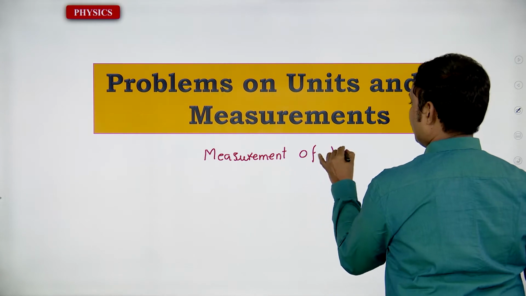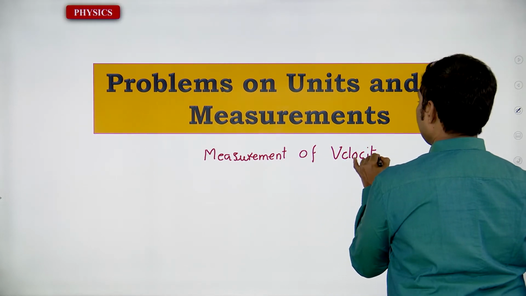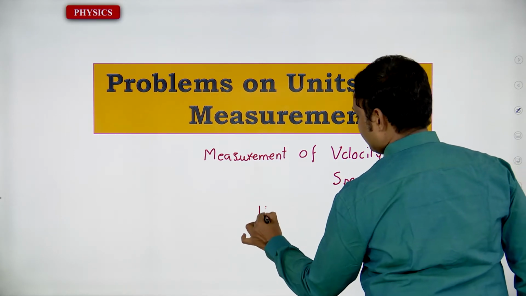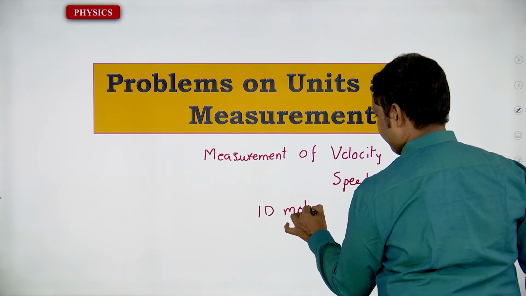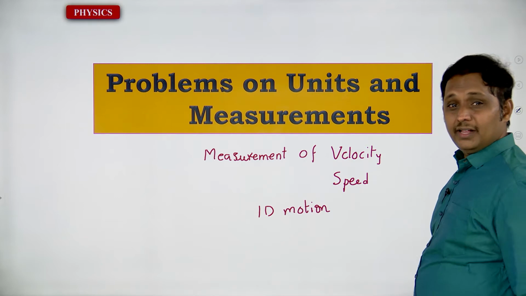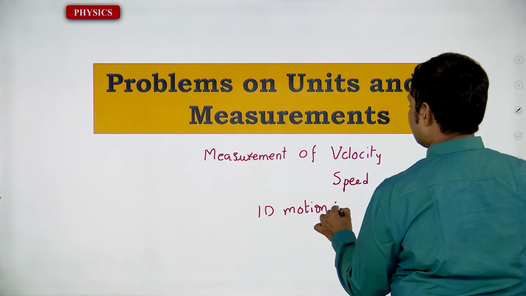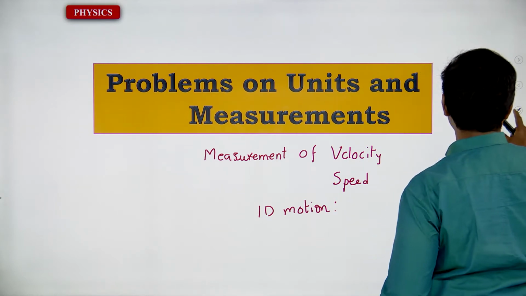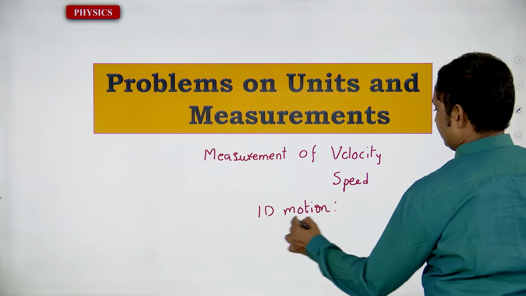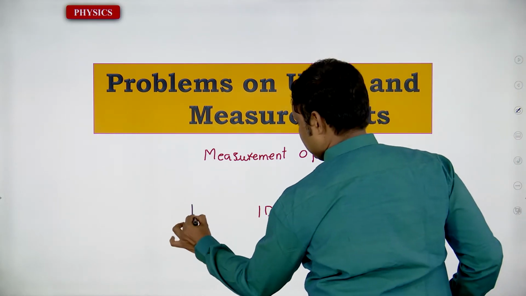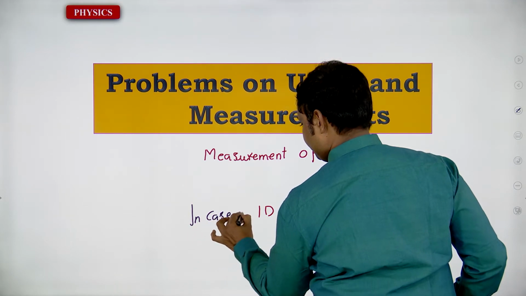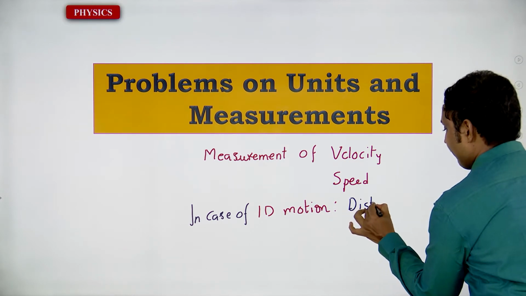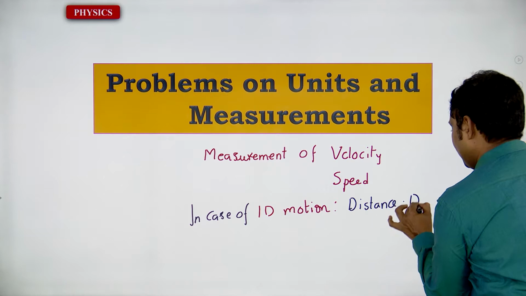of velocity and speed. So, if you are going to take 1D motion, all right, the magnitude of velocity and the speed both are going to be the same, all right, it's very clear. Yes, in case of 1D motion, distance is equal to displacement.